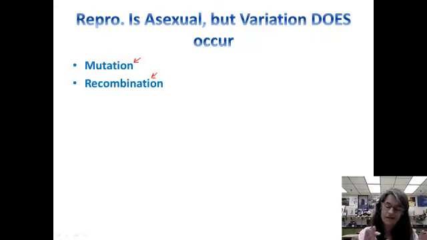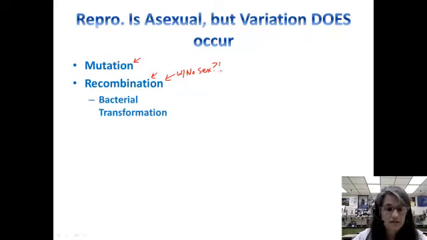But wait a minute. Sexual reproduction is the fundamental way we do genetic reshuffling or recombination, and I just told you there's no sex. So how can we have recombination with no sex? Okay, how can we reshuffle the genes if we're not going to have sex?